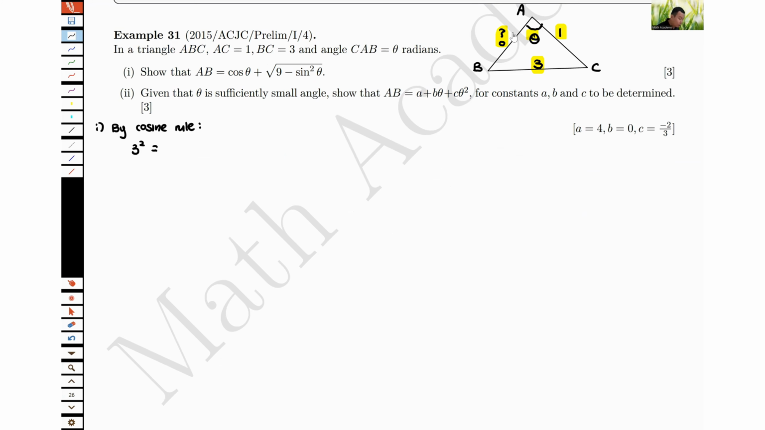The side opposite the angle is 3, so we start with 3 squared. One of the sides unknown is called AB. We will write AB squared, 1 squared, cosine angle. Let me move all my terms to one side. I want to move them to the right-hand side.